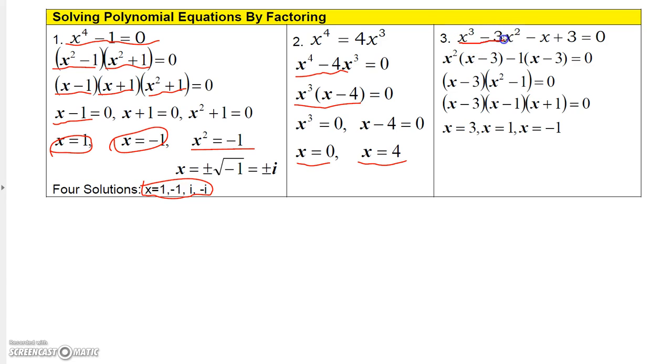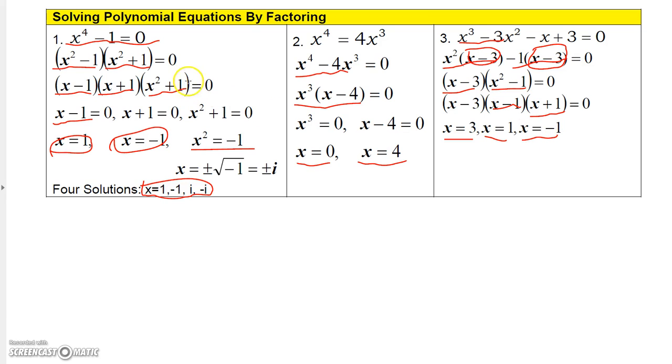Here, you can factor this by grouping. These first 2 terms, factor out the x squared, and you get x squared times x minus 3. These 2 terms, factor out a -1, you get -1 times x minus 3. Take this x minus 3 and factor it out of these 2 terms, and you'll get x minus 3 by itself, and inside you're left with x squared minus 1. Then factor x squared minus 1 into a difference of squares, x minus 1, x plus 1. Set this equal to 0, you get x equals 3. Set this equal to 0, you get x equals 1. Set this equal to 0, you get x equals -1.